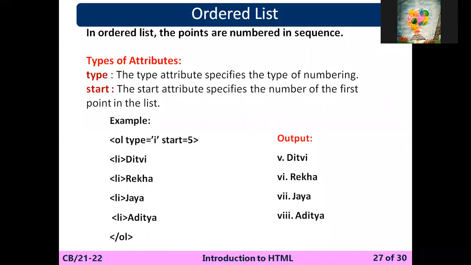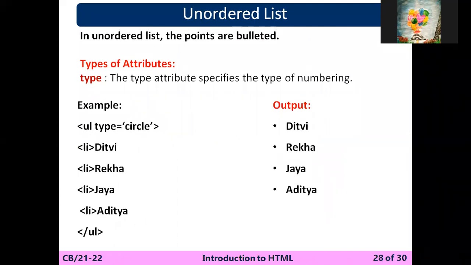Now, the second attribute of the ordered list is start. Type, you now know how you want to take it. For example, from which alphabet or which number you want to start. If you want to start your list from the 5th number, for that purpose you have to use start. The start attribute specifies the number of the first point in the list. So let's see.